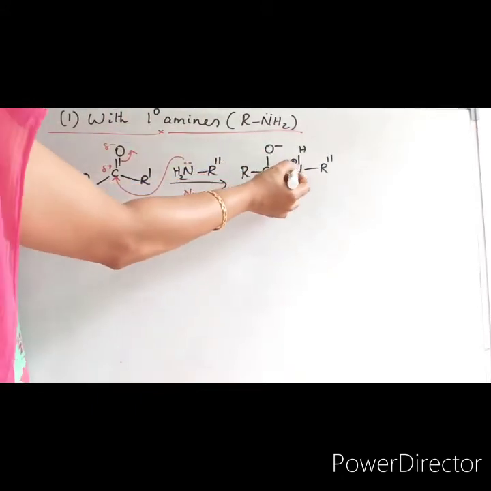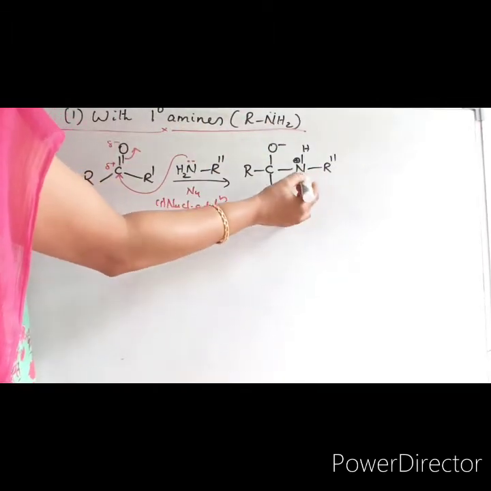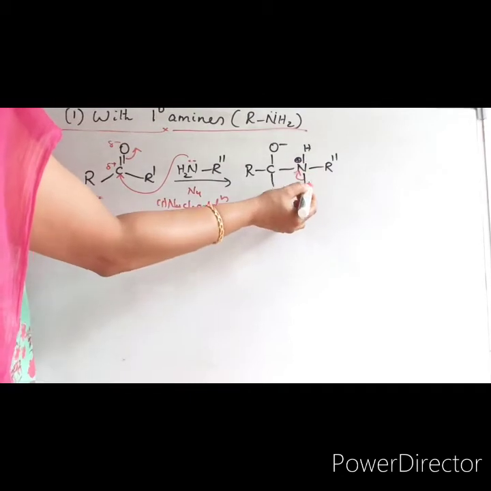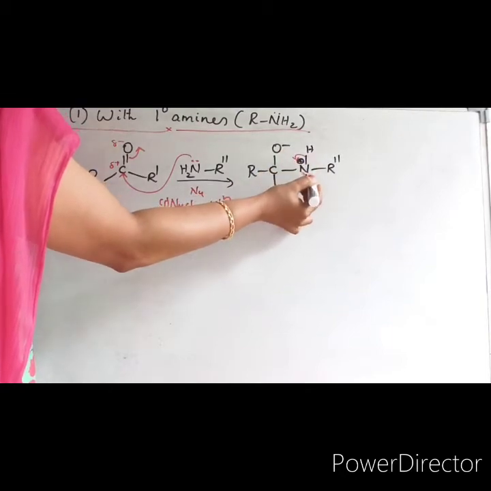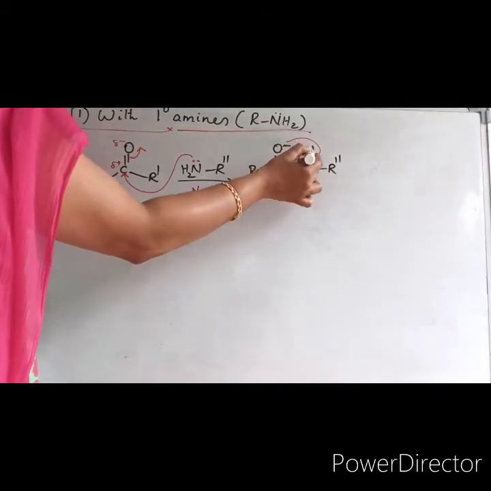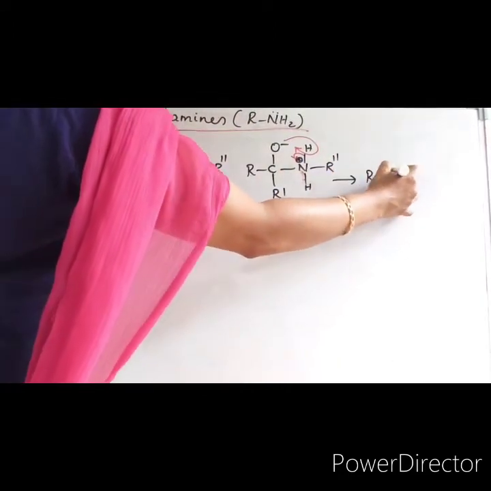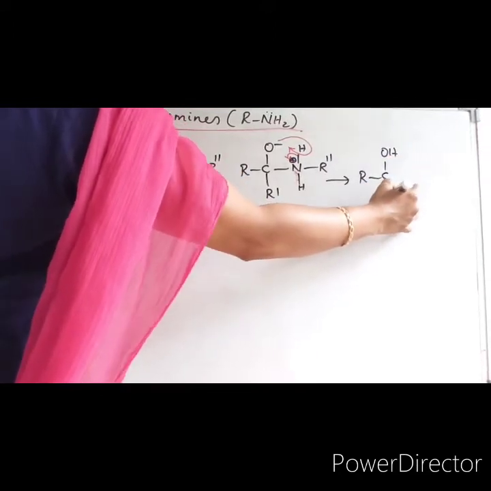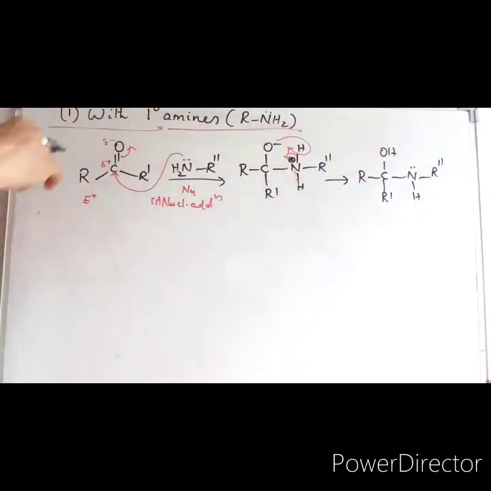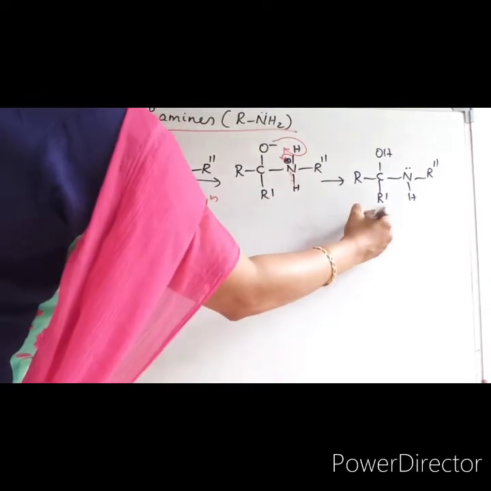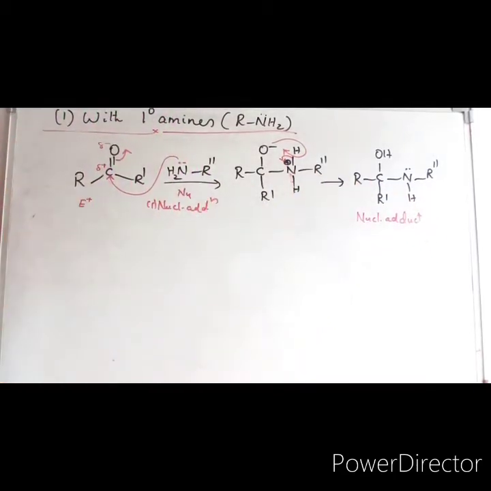Now we have to neutralize this positive charge on nitrogen. So what will happen? One of the hydrogens will leave as a proton, so that the bonded pair will be given to nitrogen, and the positive charge will be neutralized. This negative charge will pick up this H proton. So you will get RCOH, R', and nitrogen now has a positive charge, R''. So this is the nucleophilic addition product, which we can call an adduct. So this was the first step.